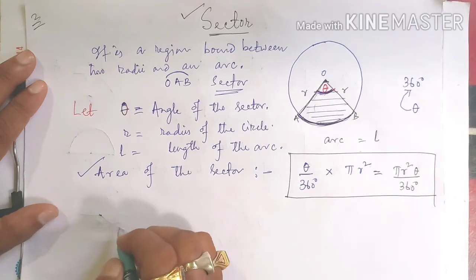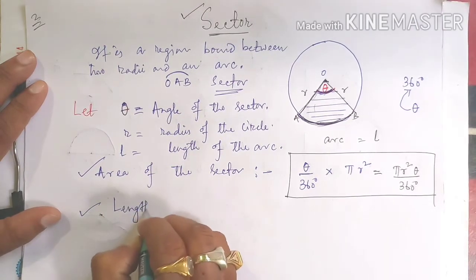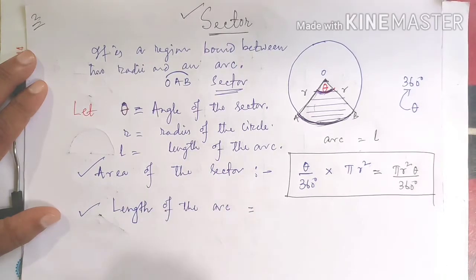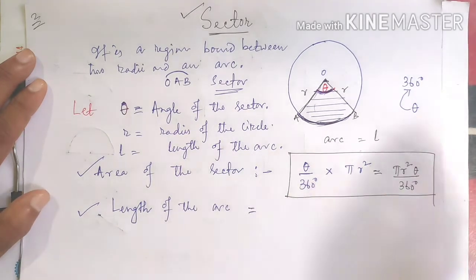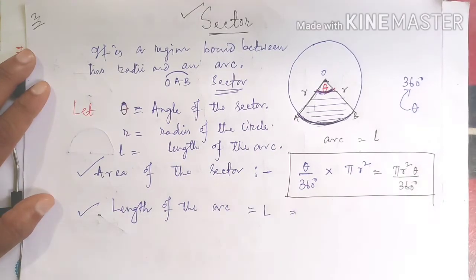Now you have to find the length of the arc. Length of the arc. This is very important for what? We need to calculate the length of the arc because it is beneficial to find segment situations, to find the length of the segment, area of the segment, whatever it may be. Later we will discuss that, but the length of the arc is what? That is called L.